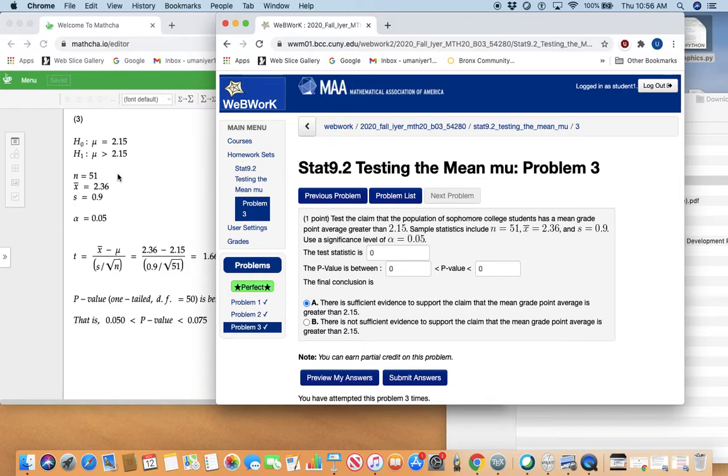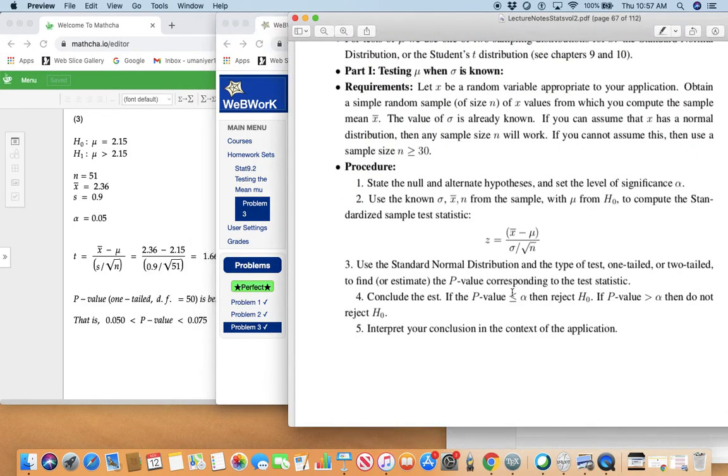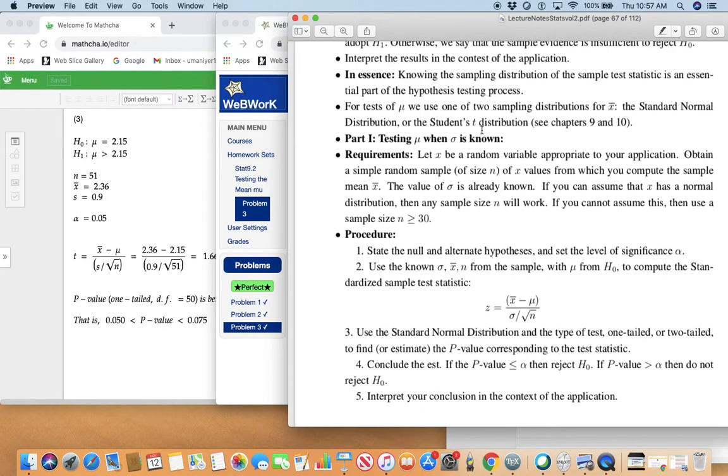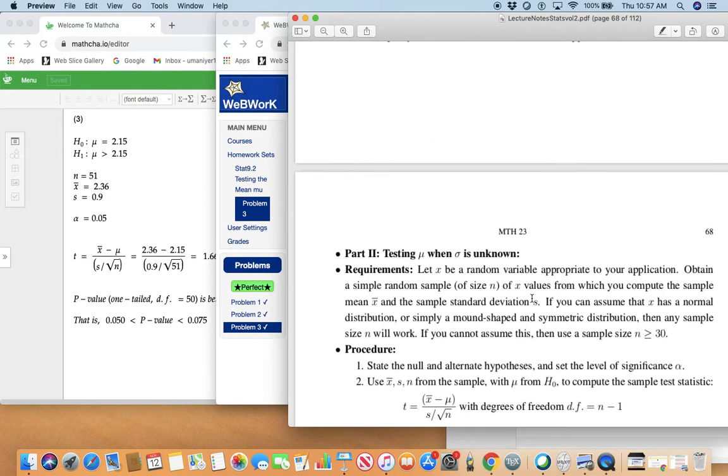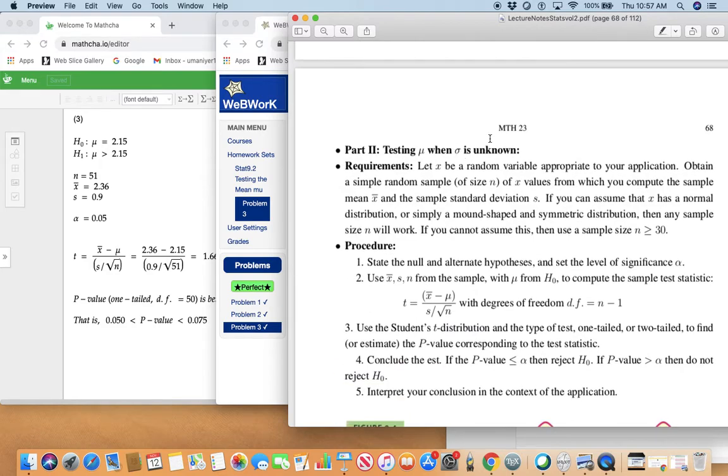Sample mean is 2.36, and the sample standard deviation is 0.9. In other words, we don't know the population standard deviation. They are asking us to use significance level alpha equals 0.05. Since we don't have the population standard deviation, we have to use the test statistic given by T. So the procedure is not the one for when sigma is known, but the one for when sigma is unknown.